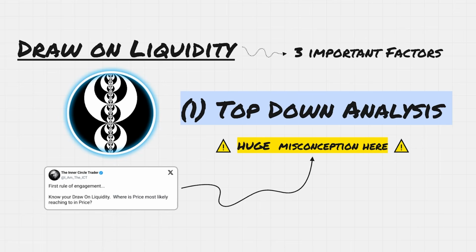But there's a big misconception with it. A lot of people think that it's always going to be clearly reaching for a specific level. So I'm going to show you guys what to do when it's not reaching for clear levels on those time frames and how we get around that.